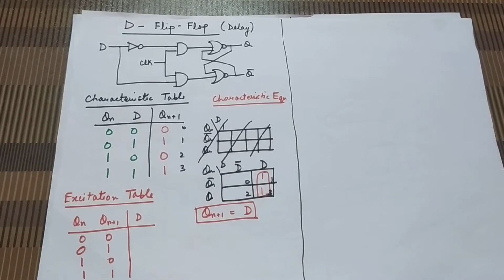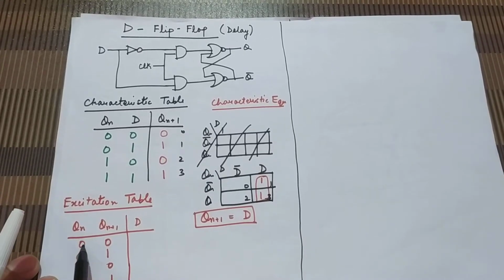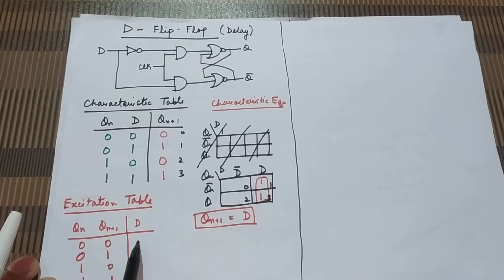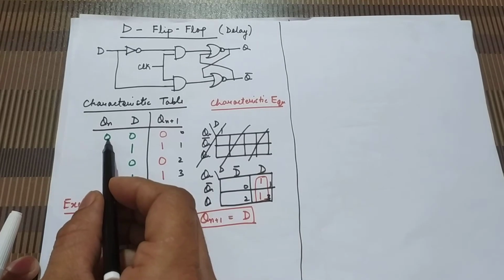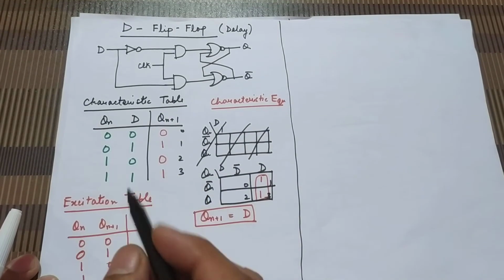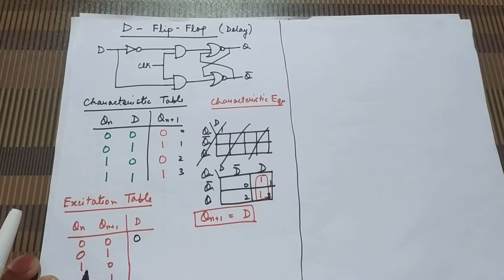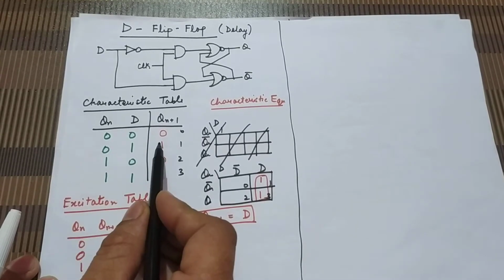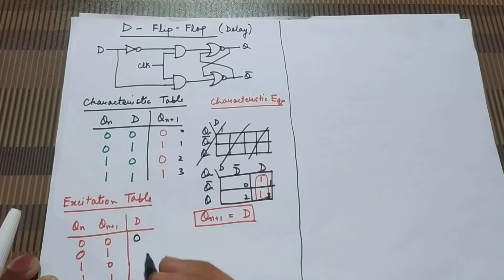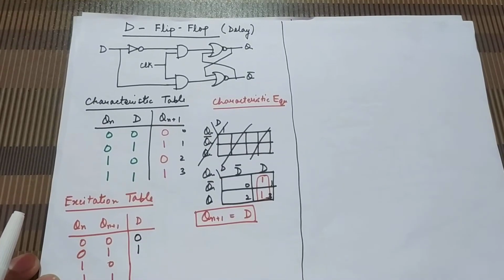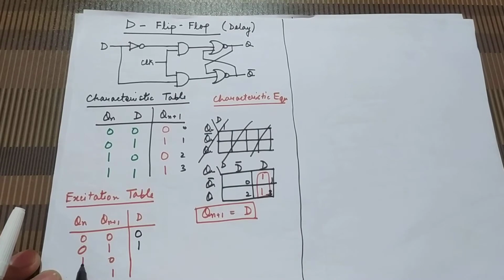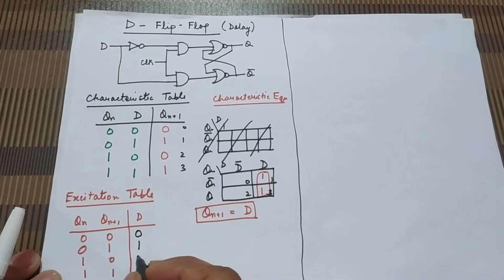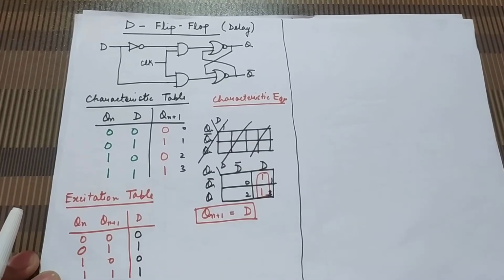So for 0 present state and for 0 next state, what will be the value of D? Present state 0, next state 0, D is 0. Present state 0, next state 1, D is 1. So we write D as 1. Present state 1, next state 0, D is 0, and for present state 1, next state 1, it will be 1.